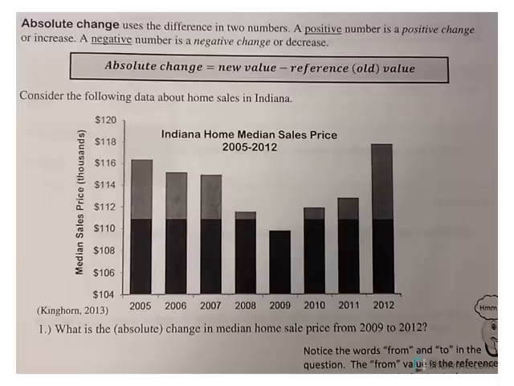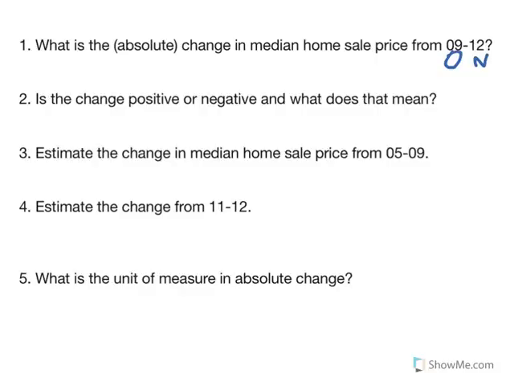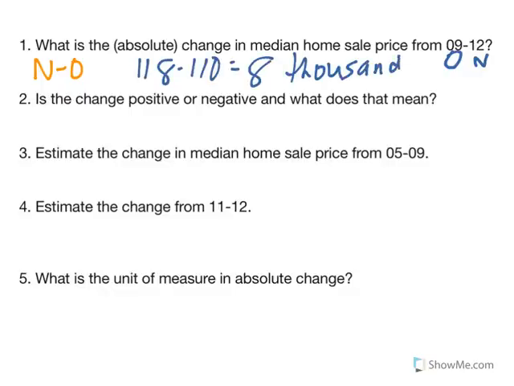So when I go back to this, here's 2012. This is my new value, so I'm going to say my new value is 118,000. Here's 2009, so I'm going to say my old value is 110,000. I'm saying thousand because it tells you the median home sale price is in thousands. So new minus old, I'm going to take 118 minus 110 and get 8,000. It's $8,000 and that is absolute.